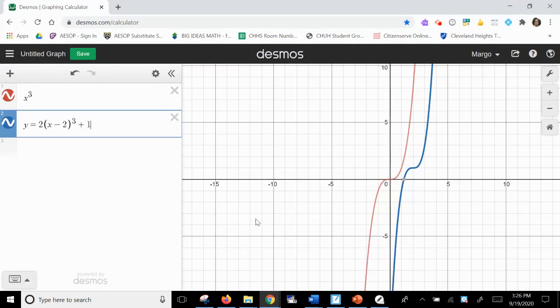So let's look at the graph. So now we see that the mother graph changed directions at 0, 0. Our new graph, the curve changed directions right here. So the curve went to the right 2 and up 1. And I want you to notice the pattern in the equation. So that plus 1 lets you know that the mother graph moves up 1 space. X minus 2 tells you it's going to go to the right 2 spaces. Wow.